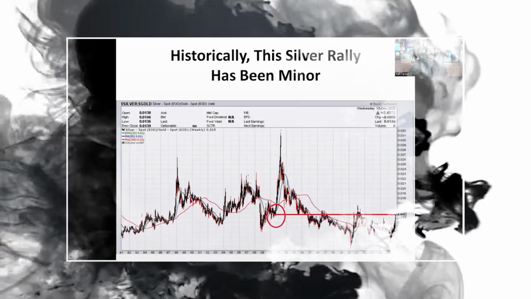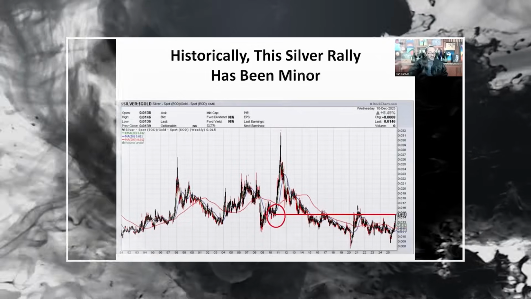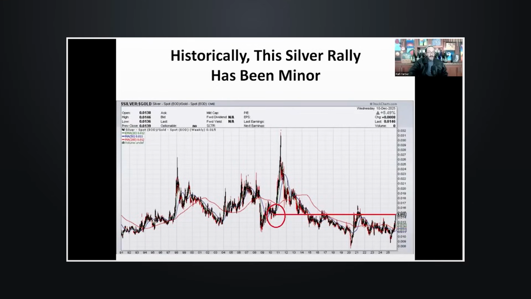Historically, this silver rally has been minor. This is the silver to gold ratio, not the gold to silver ratio, the silver to gold ratio. How many ounces of gold one silver ounce is worth. So you can see here, 2011, this was a serious silver rally. You had two serious silver rallies. You can see here, this silver rally in 2010 to 2011 was extreme relative to gold.